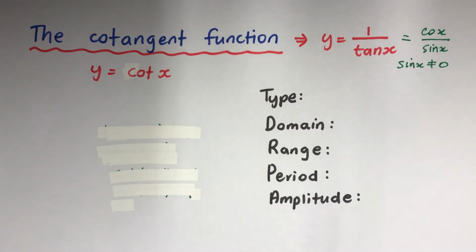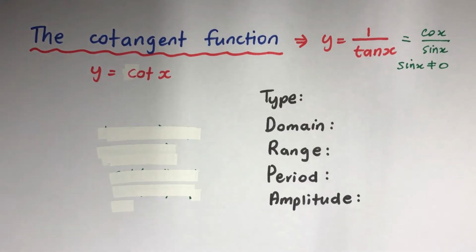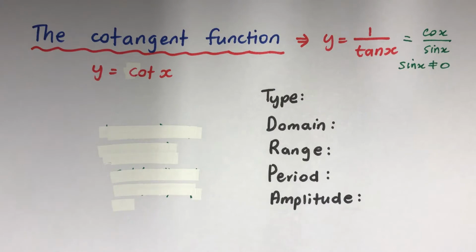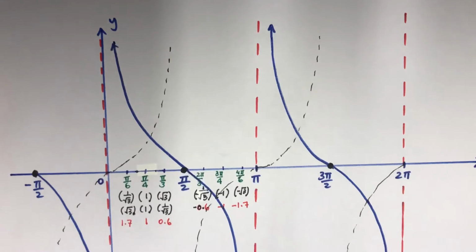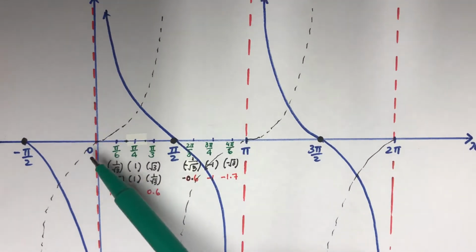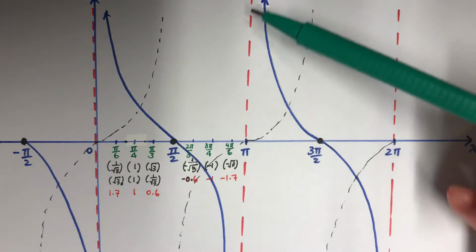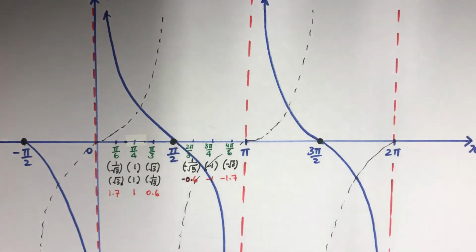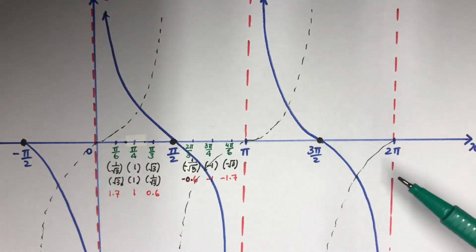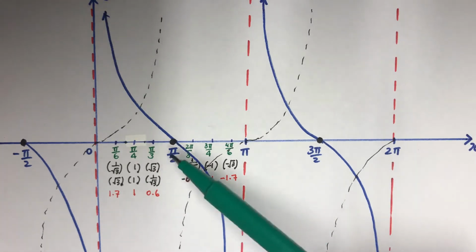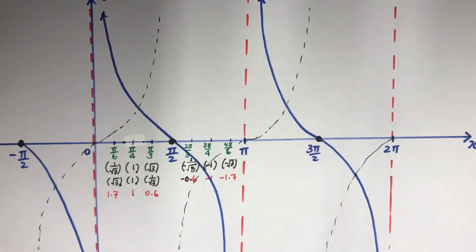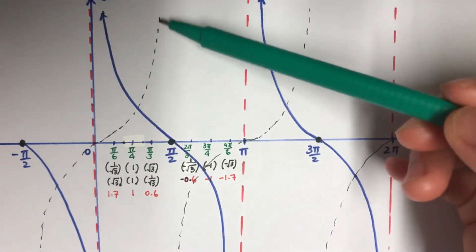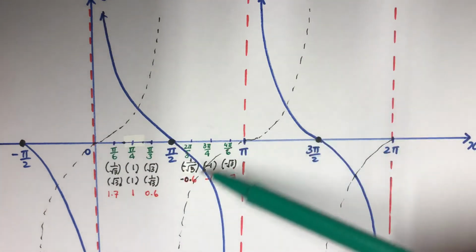And of course, sin x cannot be 0 because we cannot divide by 0. So there will be asymptotes when sin x is 0. And also when cos x is 0, there will be an x-intercept. So it will look something like this. All these asymptotes are where sin x is 0: 0, pi, 2 pi. And when cos x is 0, which is pi over 2, 3 pi over 2, there will be x-intercepts. This dotted line will be the original tan x.